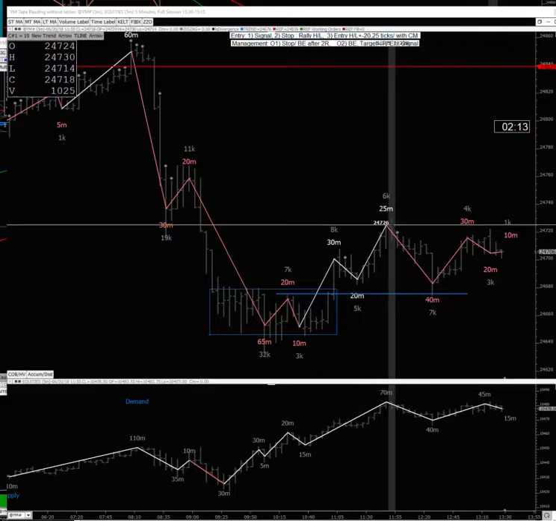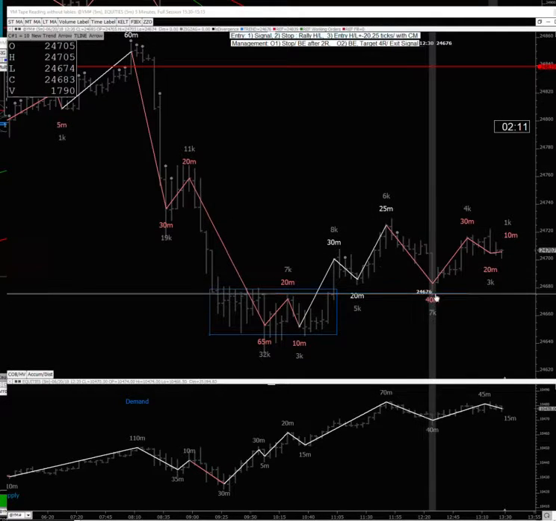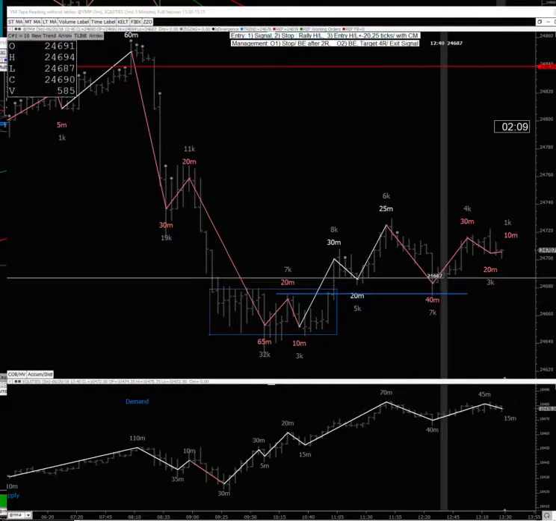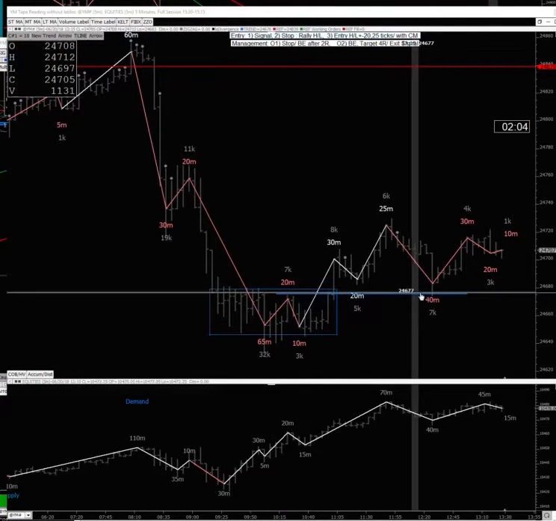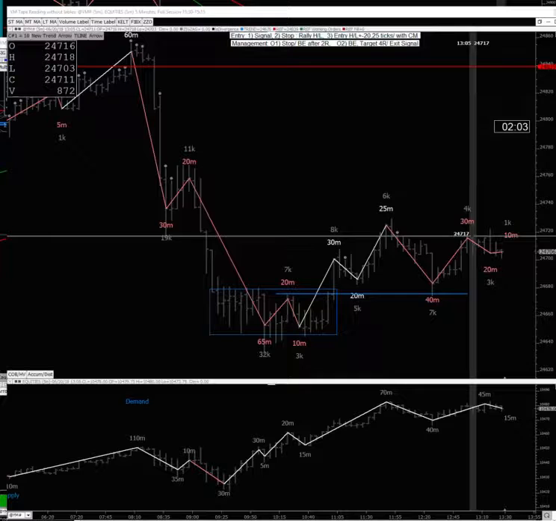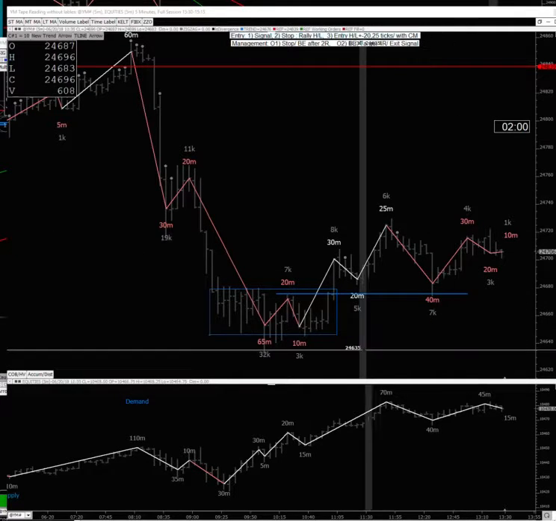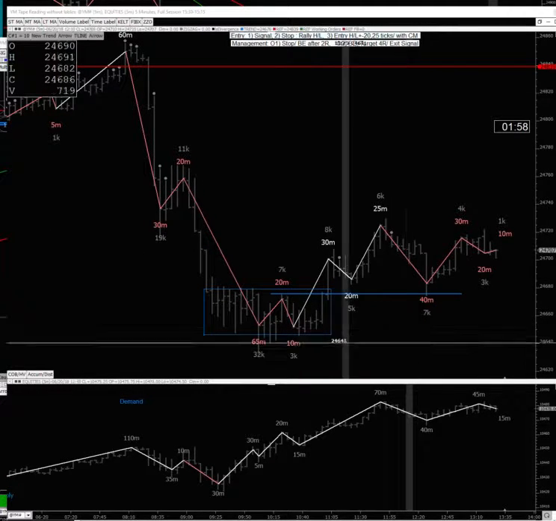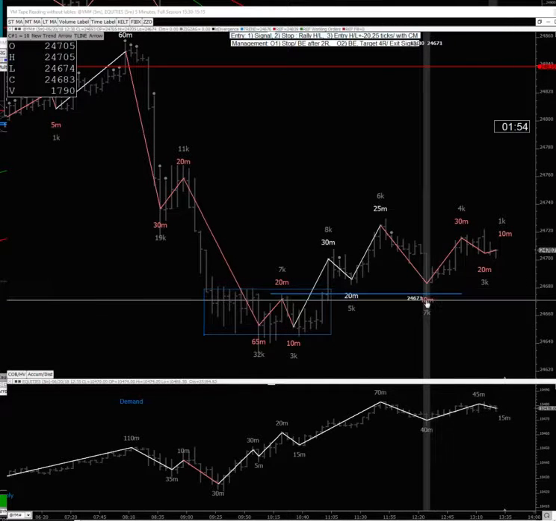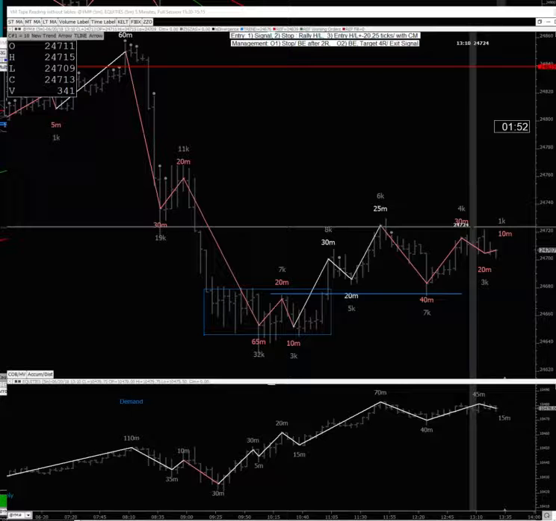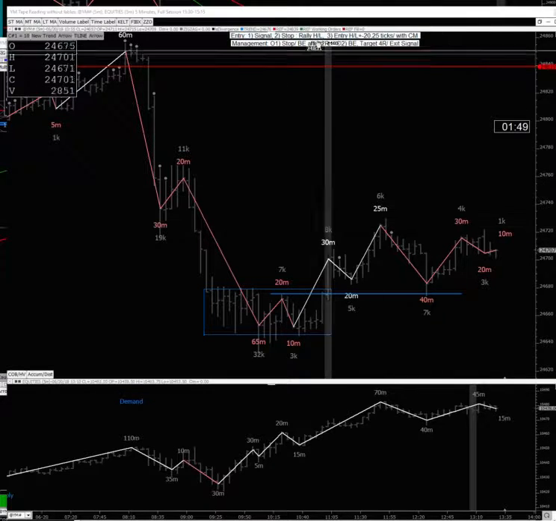So the pullback, go up, make a higher high, correct, do the spring to get rid of these stops, and test this area. So this was the area to get in, and then there was this rally up here. Now I don't know the extent of this rally, what it's going to be. Is it going to reverse? I don't know. All right, it's a small move so far.